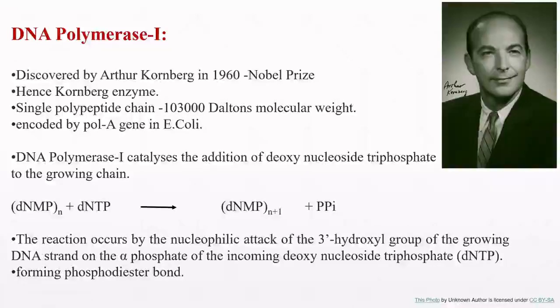DNA polymerase 1 catalyzes the addition of deoxynucleoside triphosphate to a growing chain. So, one dNTP is added and one PPi, that is pyrophosphate, is released. This dNMP is added to the growing chain. The formation of the phosphodiester bond occurs by a nucleophilic attack of the 3' hydroxyl group of the growing chain.